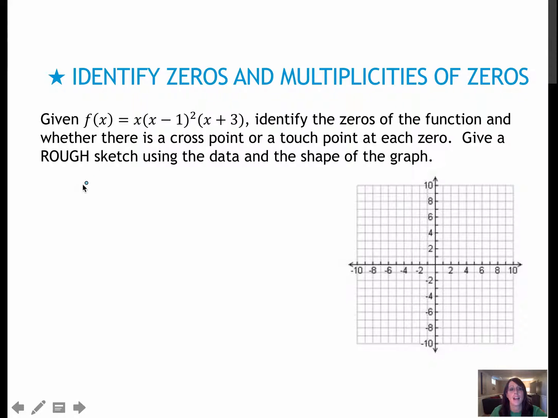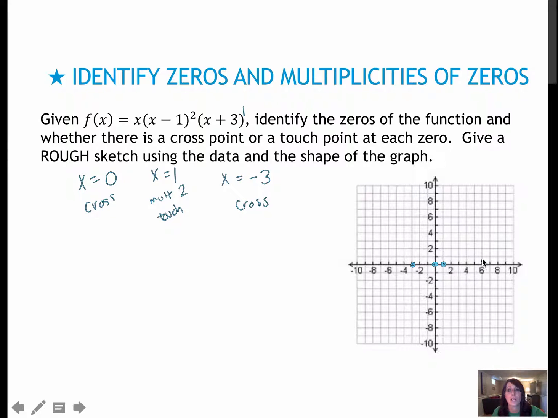I would start by setting x equal to 0, which gives me x is 0. That's a multiplicity of 1, and so it's a cross point. So at 0, my graph should cross. Set x minus 1 equal to 0, and I get x is positive 1. But that has a multiplicity of 2, which is even, which means it's a touch point, which means it should not cross at 1. And then x plus 3 equals 0 gives me x is negative 3, but that's a multiplicity of 1, which is odd, which means it's going to cross at negative 3. So negative 3 and 1.